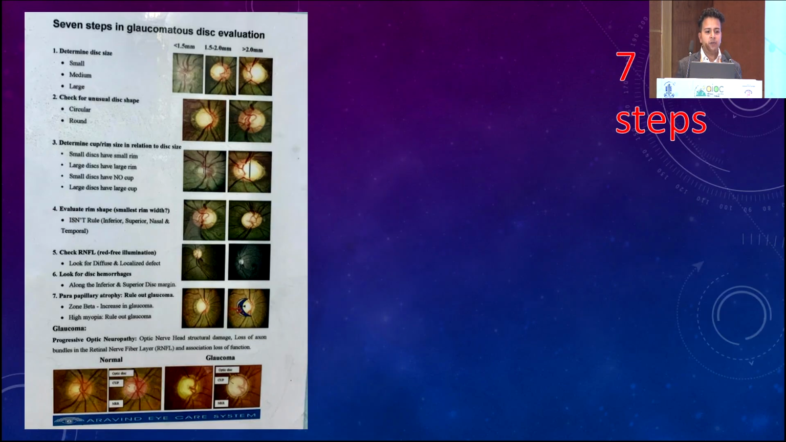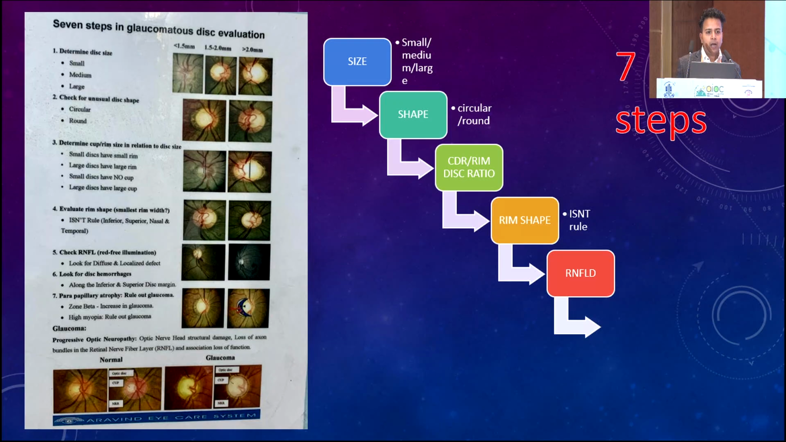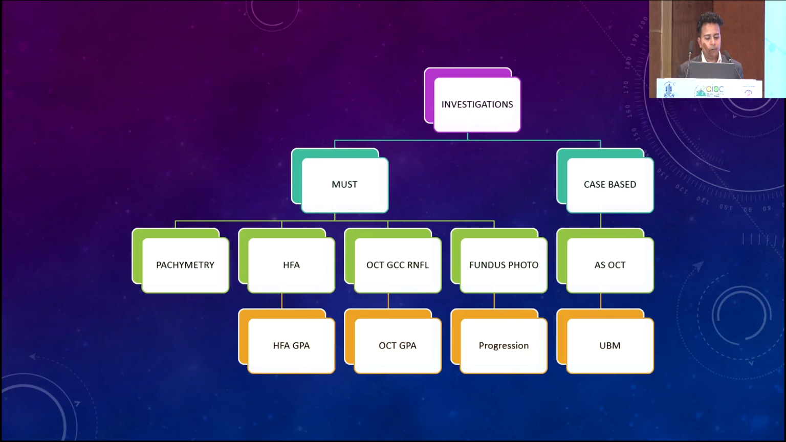Then ONH evaluation: we go ahead with a 7-step approach, as madam described, from size, then shape, then cup disc or rim disc ratio, then the rim shape, whether any notching was there or not, RNFL defect, whether it's localized or diffuse, disc hemorrhages, and any peripapillary atrophy. Then order relevant investigations. What I believe the must investigations are pachymetry, HFA, OCT, GCC, RNFL, and fundus photo. And not limiting to that, we have to do a progression analysis of all these three to clearly decide what we are dealing with. And then we can do a case-based analysis of ASOCT or UBM.